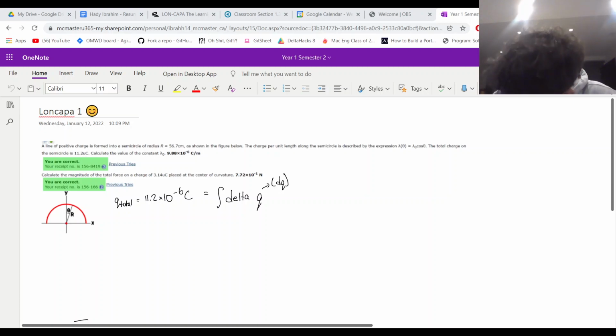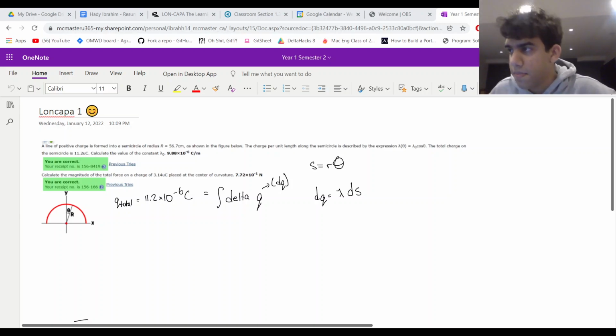So on the side here, dq equals, well, at first we know that they gave us lambda, which is charge with respect to the distance, how far it is from the middle of the semicircle. So we have that with respect to the arc length. S is arc length, remember? And we have our arc length equals our radius times theta, theta in radians.